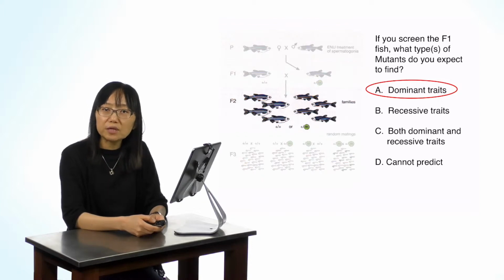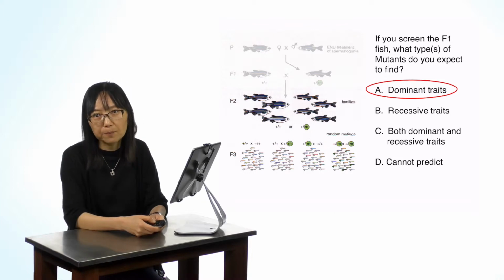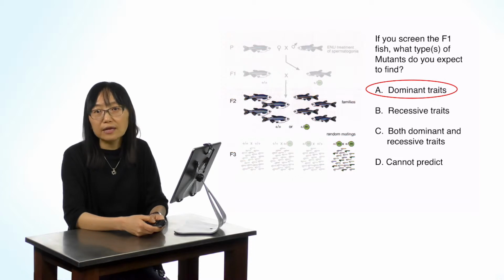Now, if we randomly cross F2 fish to each other, we expect that 1 out of 4 crosses will be a heterozygous male crossed to a heterozygous female, and 1 out of 4 of their progeny will be genotypically homozygous for the mutant allele. We can then examine their phenotype to determine whether this gene is involved in the regulation of heart development.